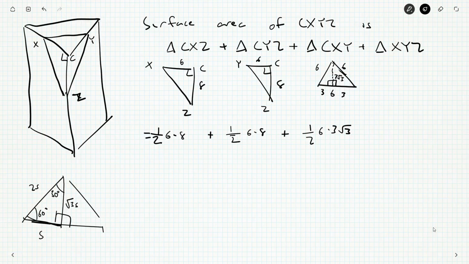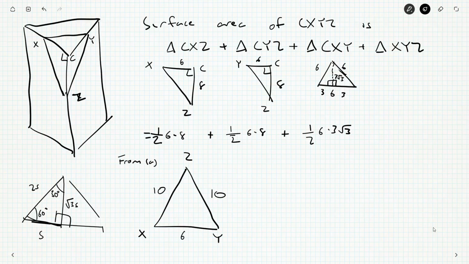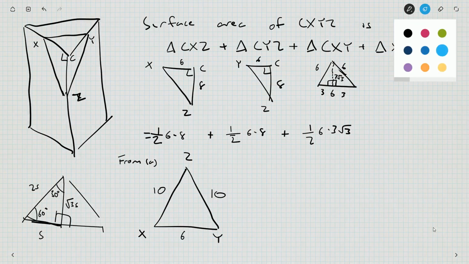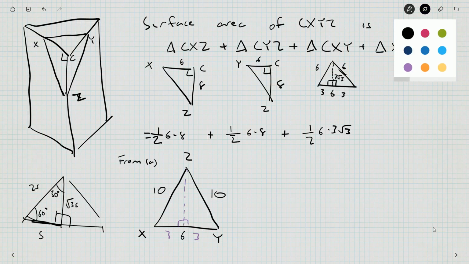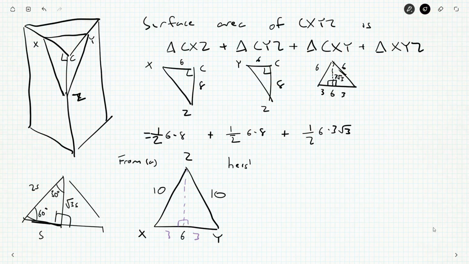Now XYZ. That's not the easiest thing to see, but we'll take a look. XYZ, we know from A. A was all about calculating these lengths. So from A, we know it's 10, 10, and this length here was 6. Okay, well, what are we to do? It's isosceles. So we can split the base here. And now the height here, the height squared is going to be 10 squared minus 3 squared by Pythagoras.